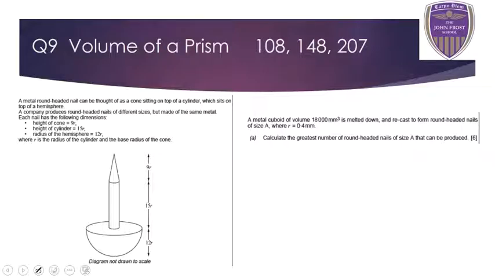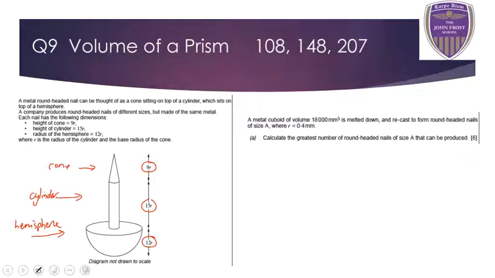Here we could see a metal rounded headed nail. Okay, we've got a cone here on top. We've then got a cylinder here making up this middle section, and we've got a hemisphere here at the bottom, which is half of a full sphere. Okay, we can see the height of the cone here is 9r, 9 times r. The height of the cylinder is 15r, 15 times r. And we can see here that the radius of the hemisphere is 12r. So that's the information that we've got.